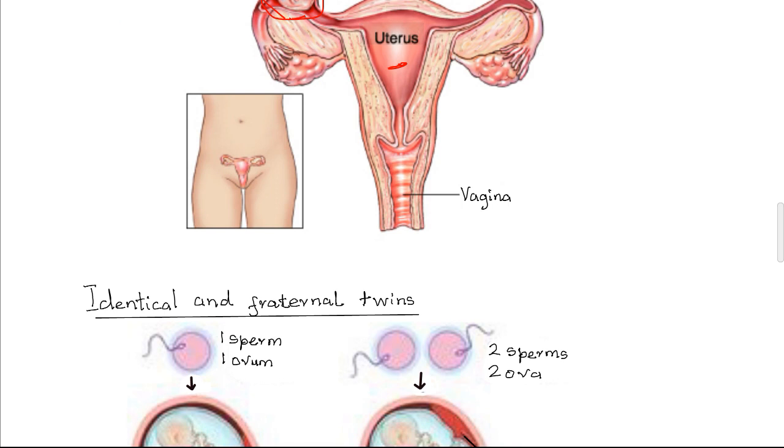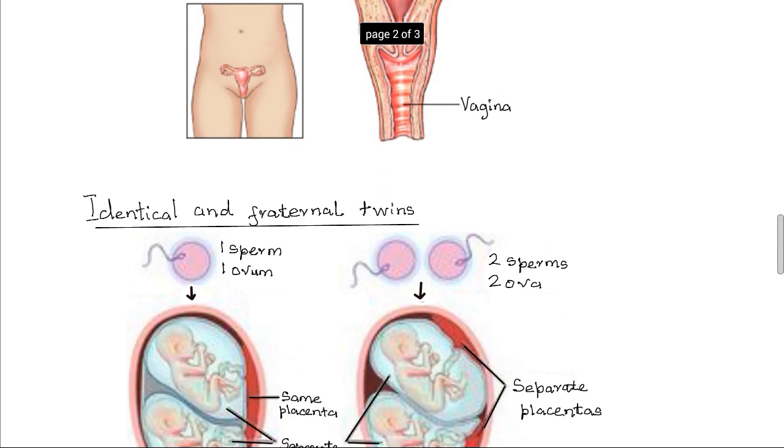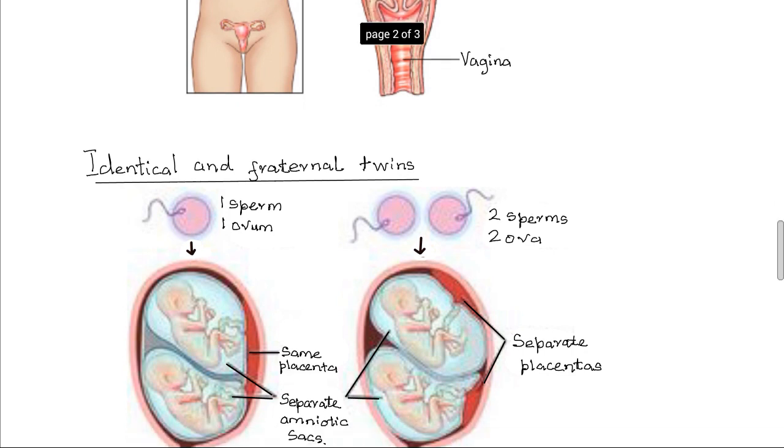Now, there are cases again when, instead of just one embryo developing, there could be more than one. So let's talk about multiple births. Multiple births occur when more than one fetus is carried to term in a single pregnancy. There are different types of multiple births depending on the number of offspring present. For example, twins when they are 2, triplets when they are 3, and quadruplets when they are 4. So we look at an example of twins. There are 2 forms of twins: identical and fraternal twins.